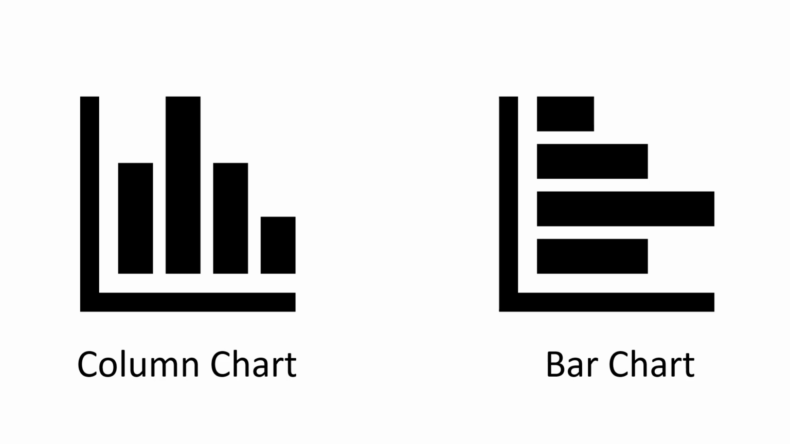So for the column chart, the x-axis on the bottom will have different categories, and on the y-axis, the vertical one, it'll have the values of the categories. This is simply the other way around for bar charts. Okay, so now that we have a basic picture of what we want, let's go make one.